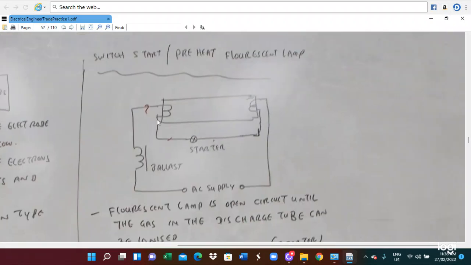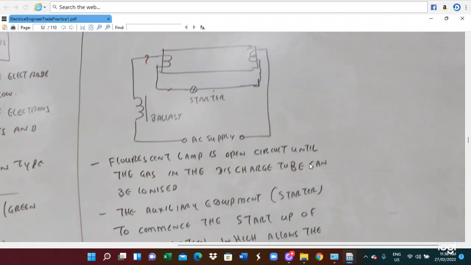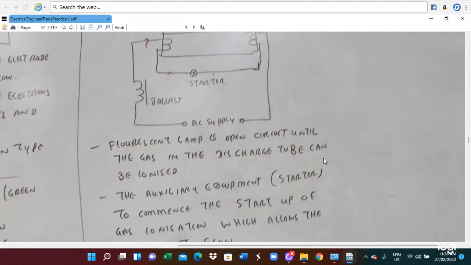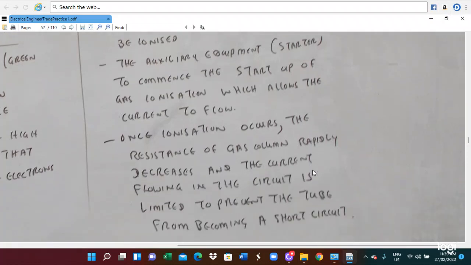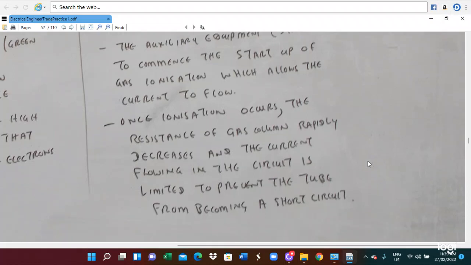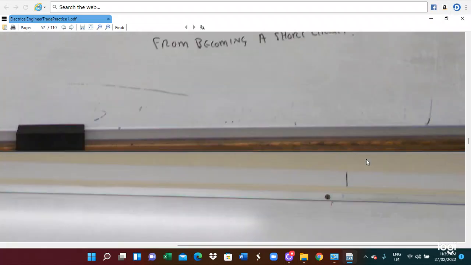In this case, this is for the preheat fluorescent light. This is the switch, this is the ballast, and this is the electrode connection diagram of the fluorescent light. The fluorescent tube is an open circuit, and the gas in the discharge tube must be ionized. The auxiliary equipment, the starter, commands the start up of the gas to ignite, which allows the current to flow. Once ignition occurs, the resistance of the gas column rapidly decreases and the current flowing in the circuit must be limited to prevent the tube from becoming a short circuit.